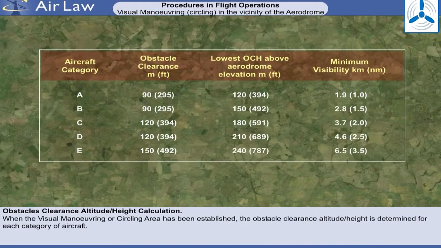When the visual manoeuvring or circling area has been established, the obstacle clearance altitude or height is determined for each category of aircraft. A circling approach is a visual flight manoeuvre, and as such, each circling situation will be different because of variables such as final approach tracks, runway directions, and meteorological conditions. No single procedure could therefore be designed to cover every situation.